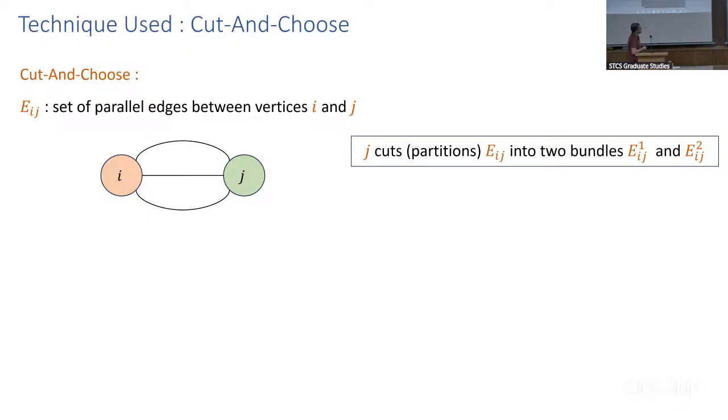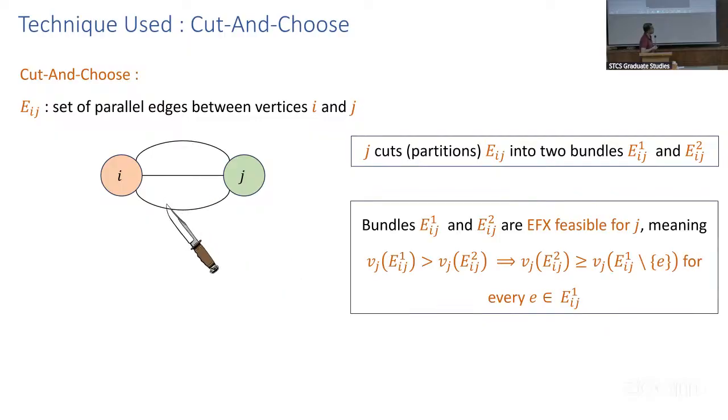The technique that we use is called cut and choose. Let's call the set of parallel edges between vertices i and j as Eij. In this cut and choose technique, either i or j cuts the set of parallel edges between them into two bundles. The vertex who doesn't cut will get a chance to choose one bundle among the two. So in this case, let's assume that j cuts or partitions Eij into two bundles, E1ij and E2ij. And these two bundles satisfy a certain property.